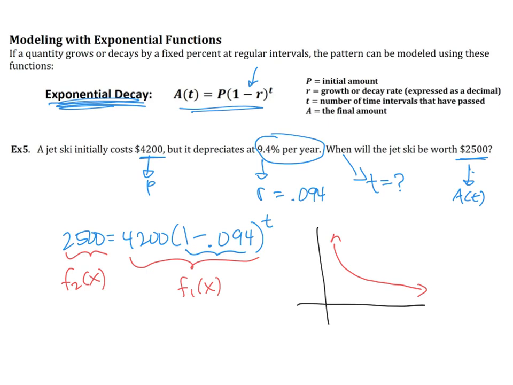You're going to have an intersection of 2,500. We want to find this intersection point. And what is the time? This is your time in years. This is the total amount of money.